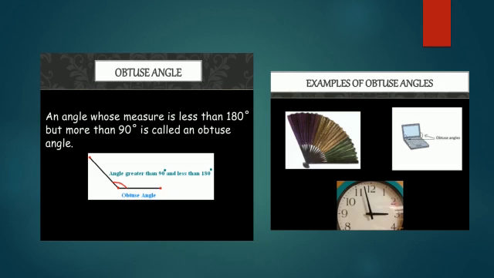Obtuse angle, an angle whose measure is less than 180 degree but more than 90 degree is called an obtuse angle. 90 degree to 180 degree is an obtuse angle. You can see few examples of obtuse angle, that is fan, calculator and clock.